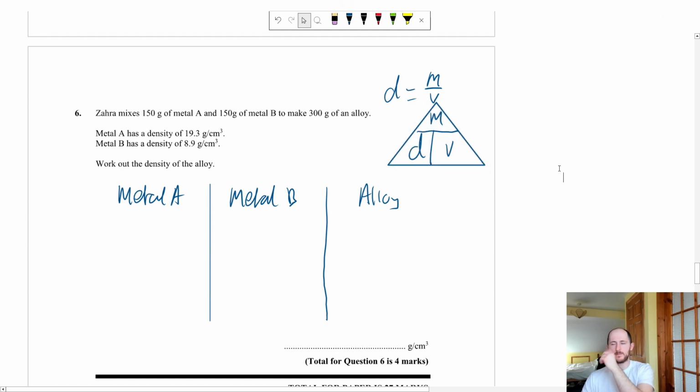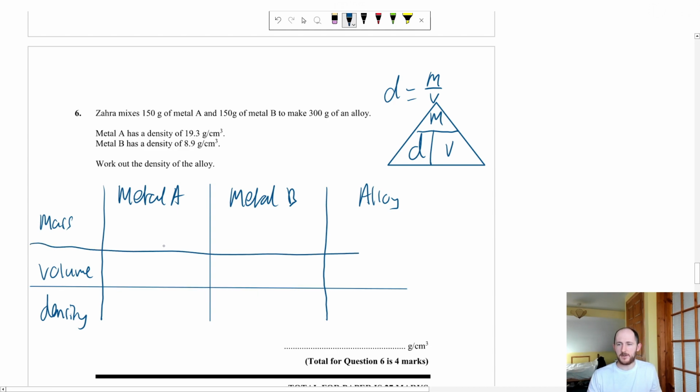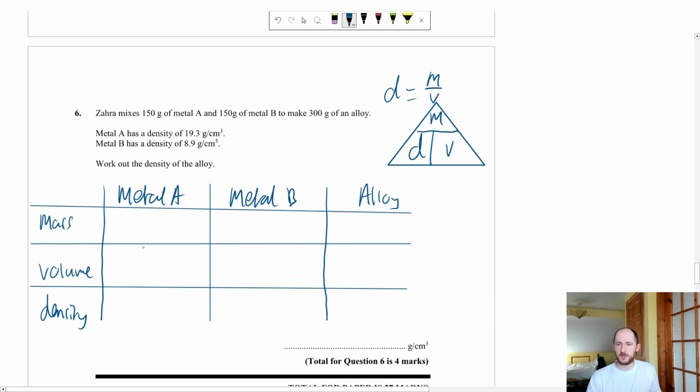And what we're going to do is on the left-hand side, I'm going to write mass, volume, density. And I think this, in my opinion, is probably the best way to lay out questions like this. Because if you notice, there's actually quite a bit of information they give you. And all the information is useful, but it's not presented in the most useful way.